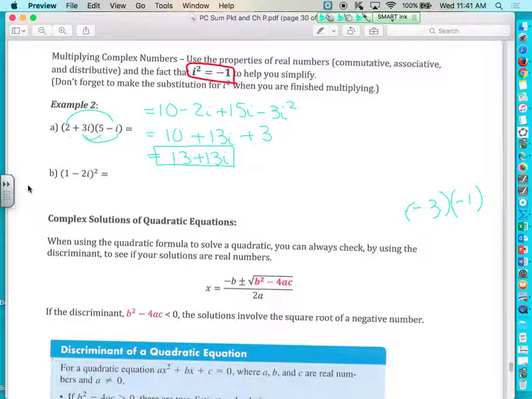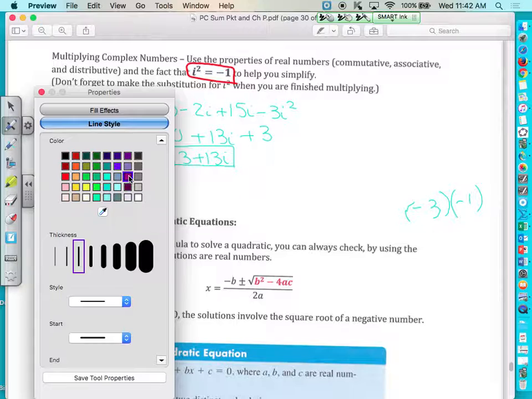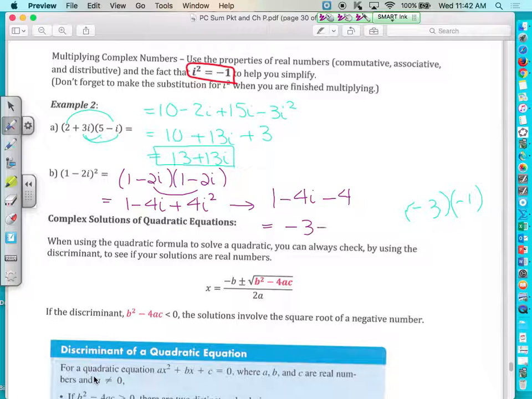All right, and then the next example is the same idea. The only thing that's different is now it's written with an exponent. So if you want, you can write this out twice, and then you FOIL it again. First times first will give you 1. Outer is negative 2i, inner is negative 2i, which is negative 4i. And then last times last will be plus 4i squared. 4i squared is equal to negative 4. So I'd have negative 3 minus 4i.